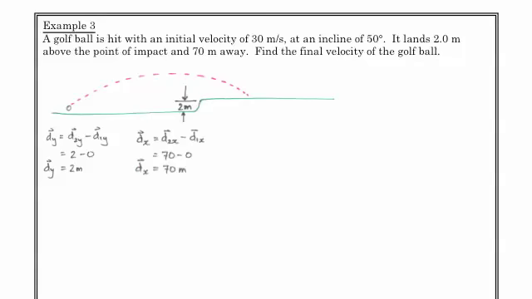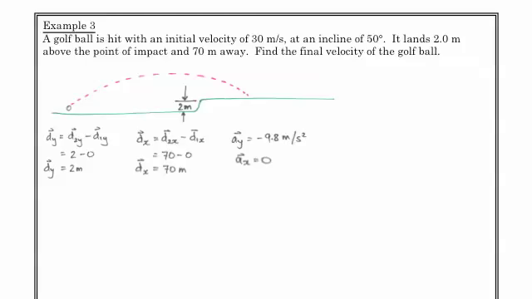Of course, its displacement in x is 70 meters because it starts off at 0. It ends 70 meters away. It impacts the ground 70 meters away. So dx is equal to 70. Okay, what about accelerations? Well, it's a projectile, so we know the acceleration due to gravity is negative 9.8. And after it's been hit by that golf club and it leaves and becomes a projectile, its acceleration in the x direction is 0. Okay, so we've done that.